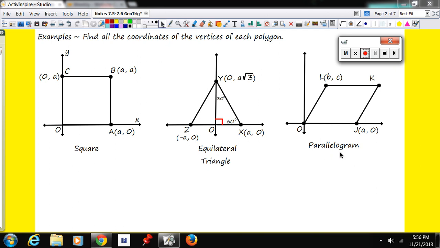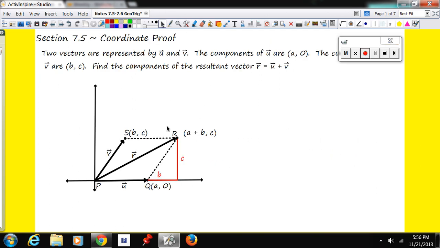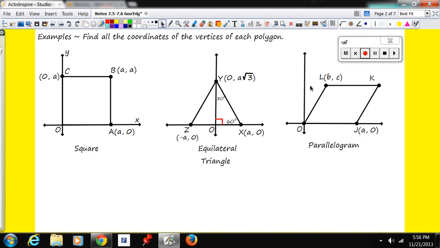This is a parallelogram. You might remember it from this page right here. We had another parallelogram. So we added the a plus the b, and then it was up c. So we've probably got the same thing here. We've got our length of b right here. That length of b is going to be the same over here. And so it's going to be the a plus the b, and then up c units.